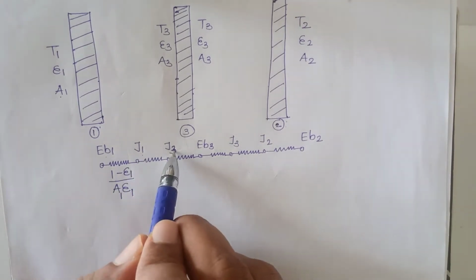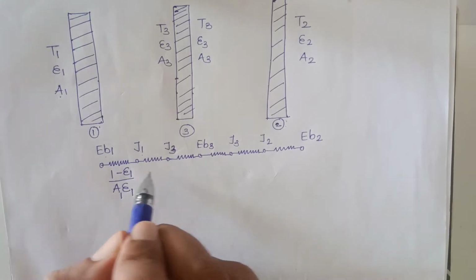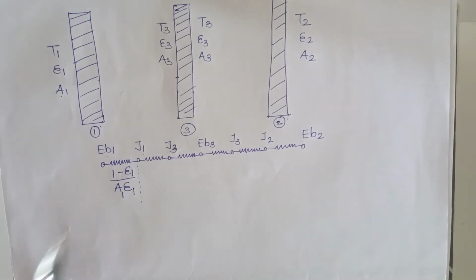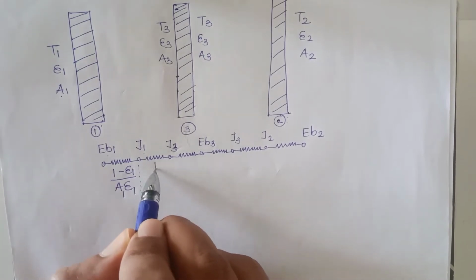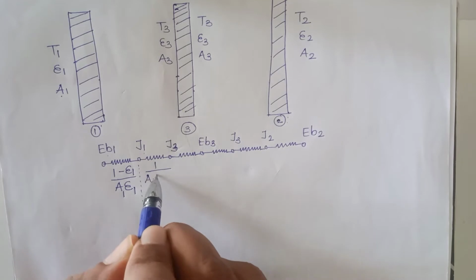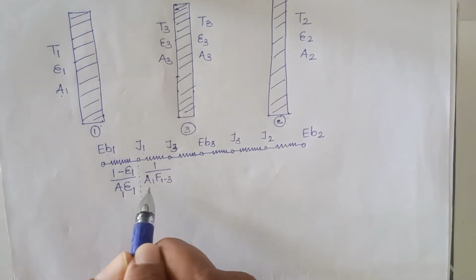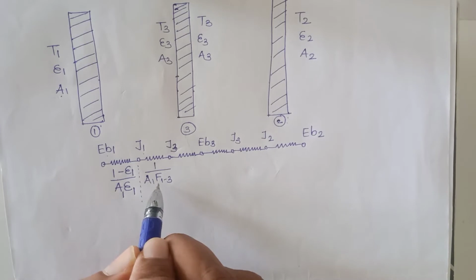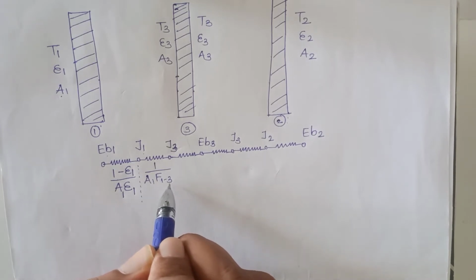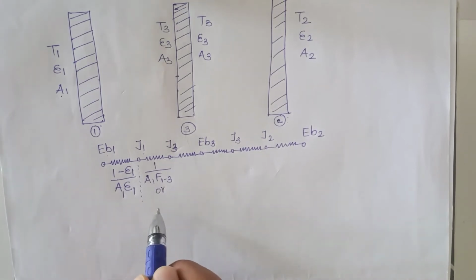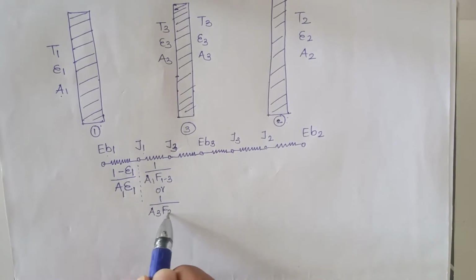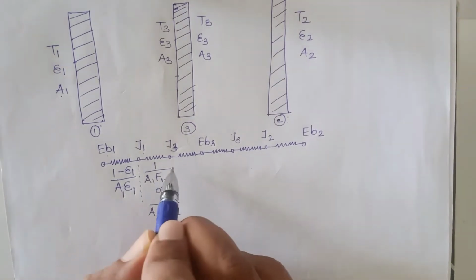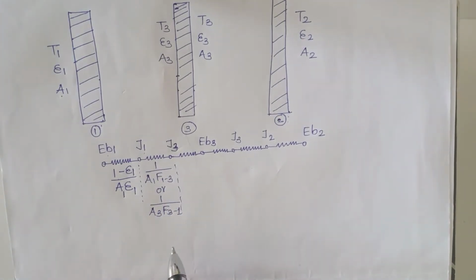Between J1 and J3, between radiosities, there will be space resistance, which is given as 1 upon A1F13, which means area of the first surface and shape factor of the first surface with respect to the next surface. In this case, it is the third surface. Or by the reciprocity rule, we can also write this as 1 upon A3F31. Okay. So that space resistance is finished.